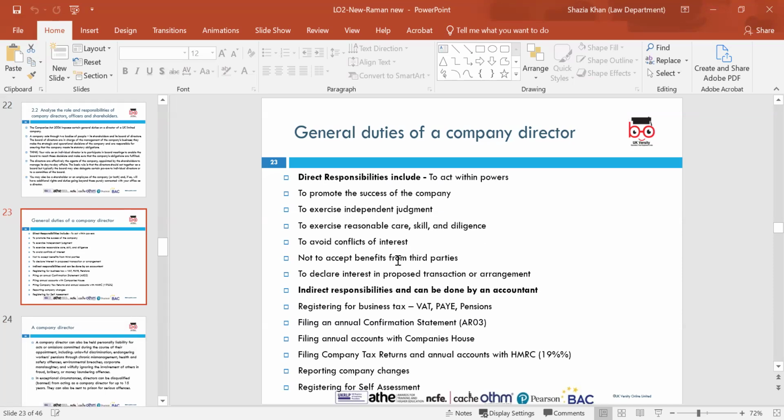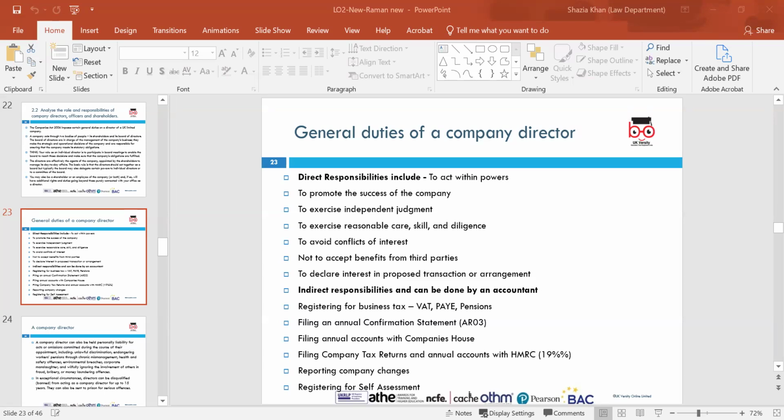within the constitution, which includes its articles of association and resolutions and agreements of the constitution. They must promote the success of the company, so you must act in the way you consider, in good faith, would be most likely to promote the success of the company for the benefit of its members. They must also exercise independent judgment. So here you must exercise independent judgment and make your own decisions.